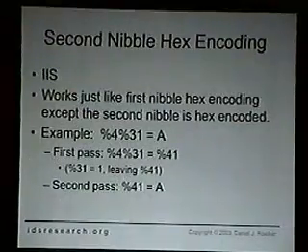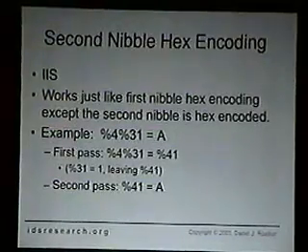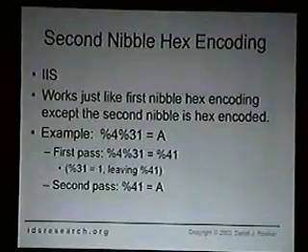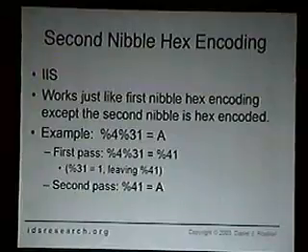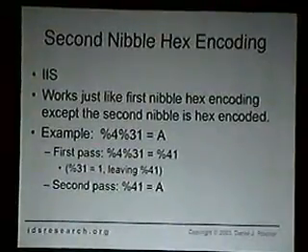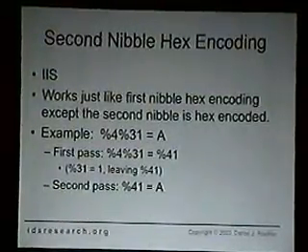All right. Second nibble hex encoding, IIS. Just like the last one we talked about, except the second nibble is encoded. And the first one's just left alone. So we get the %4 and then the %31, because the hexadecimal value for the 1 is 31. On the first pass, the %31 turns into a 1, leaving %41, which leaves us with A.